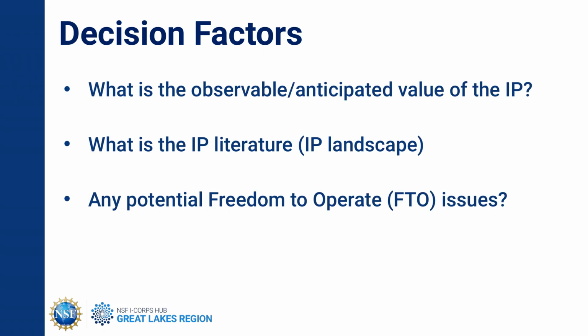When making decisions regarding a faculty disclosure, the Technology Transfer Office considers three things: the observable or anticipated value of the intellectual property, social and/or economic, the intellectual property landscape and literature gathered through patent searches, and any freedom to operate challenges that may exist.